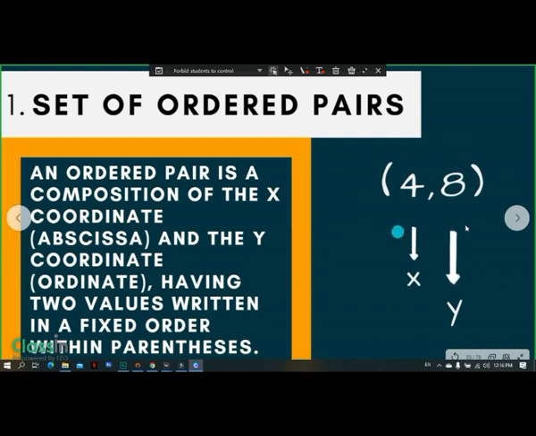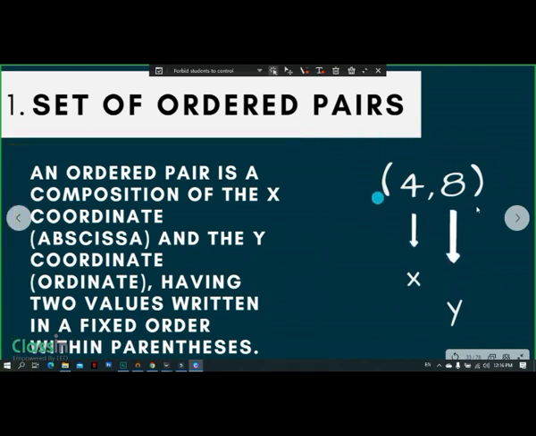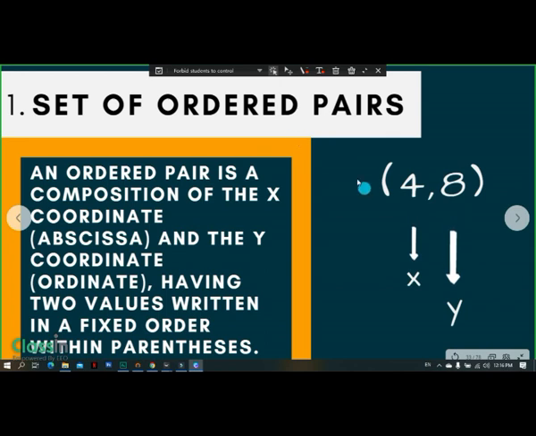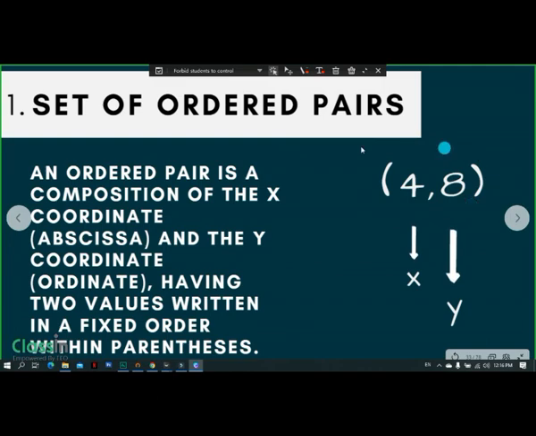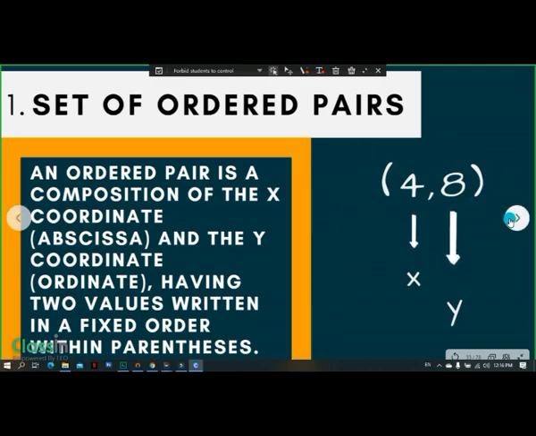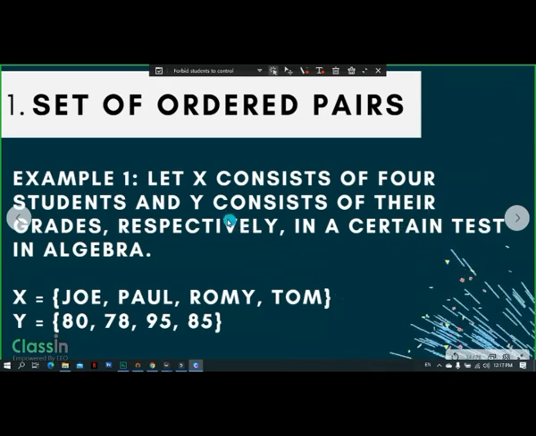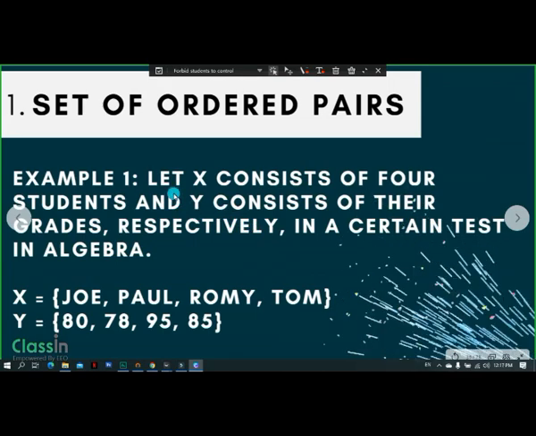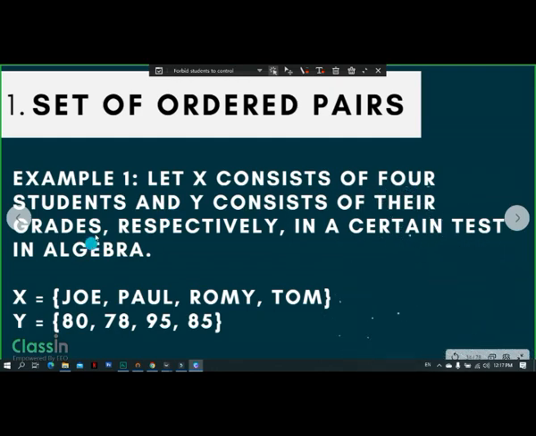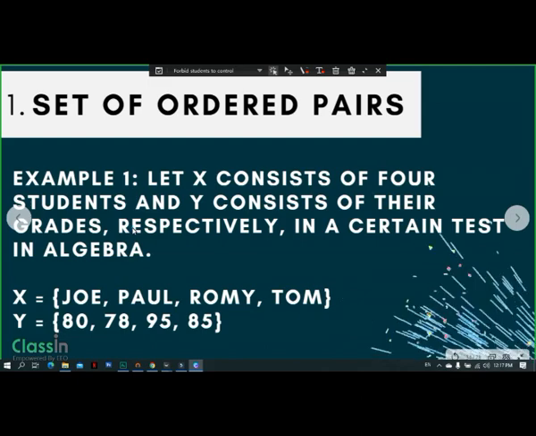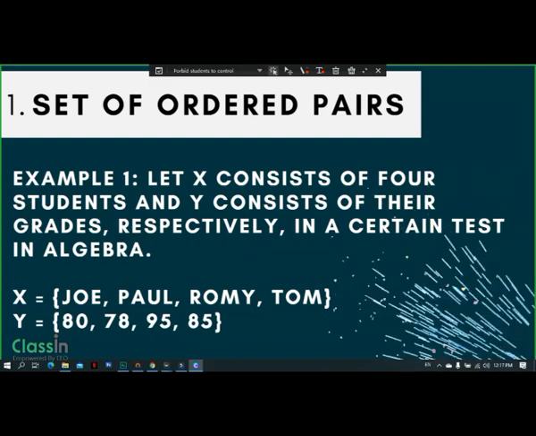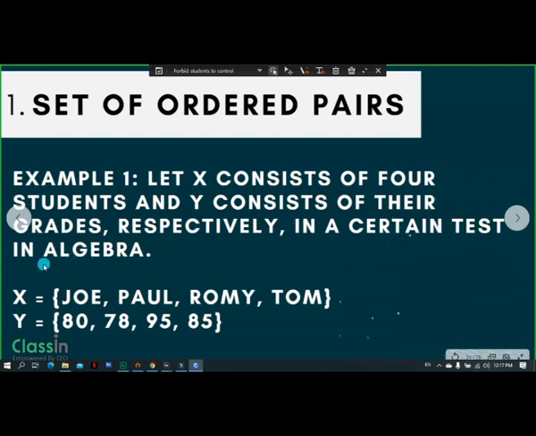So, pag ito po yung mga ginagraph natin nung junior high school tayo. Pero ngayon, di naman po tayo mag-graph. Okay? So, paalala lang, ito po ang itsura ng ordered pair. Okay? So, malalaman daw po natin na function yan. Paano po? For example, example number 1, let x consists of 4 students and y consists of their grades. So, yung x daw po ay students and then yung y ay yung grades nila respectively in a certain test in algebra. So, ibig sabihin yung pagkasunod-sunod, yun lang din po.